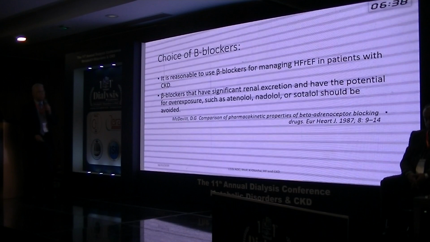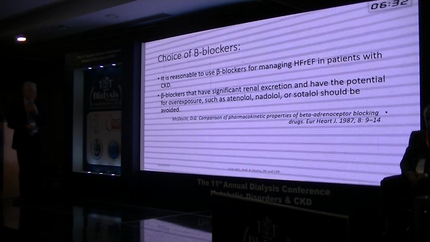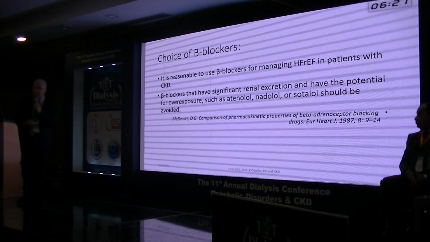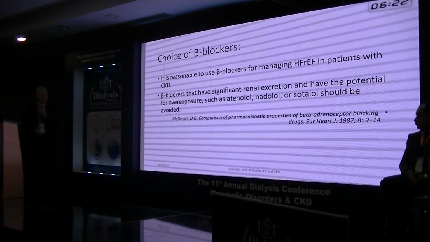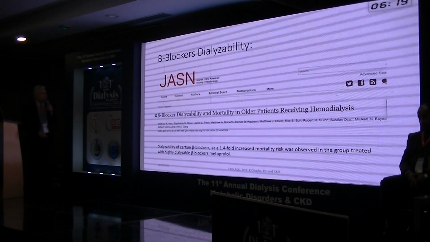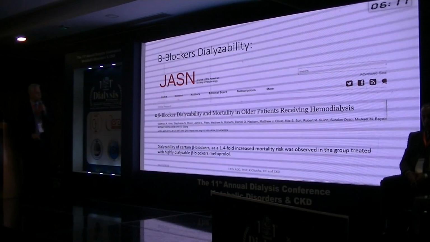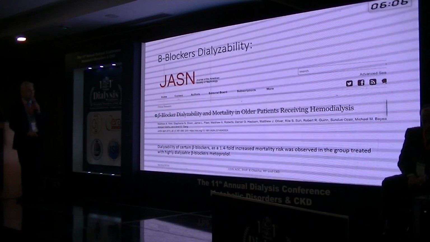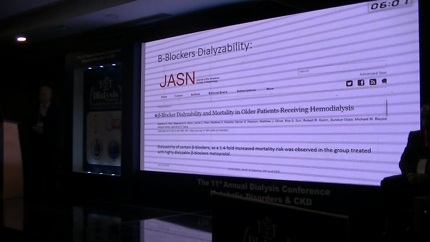There is actually a problem with the choice of the beta blocker among patients with chronic kidney disease, which is the renal excretion and the dialyzability of the drug. Dr. Iman also was talking about the dialyzability of drugs, and an article published in JASN has shown that the dialyzability of certain beta blockers, for example, metoprolol, actually increased the mortality from heart failure, with a 1.4-fold increase in mortality among the patients receiving dialyzable drugs, including metoprolol.